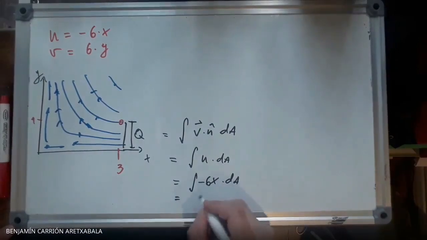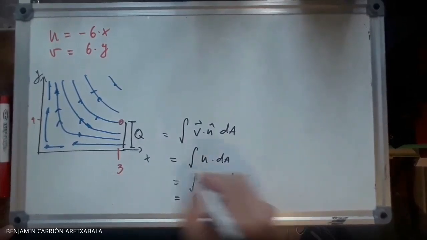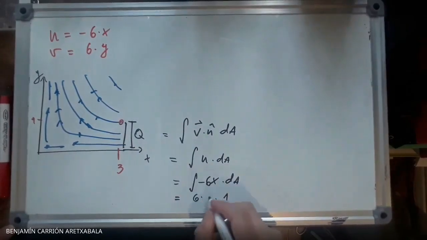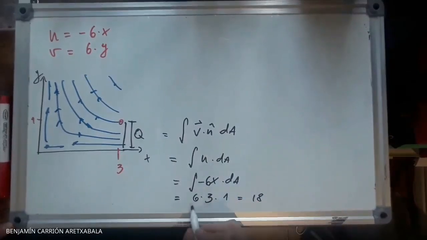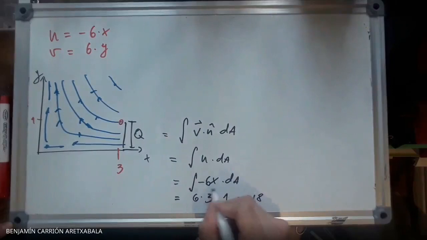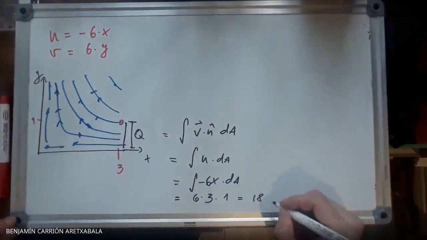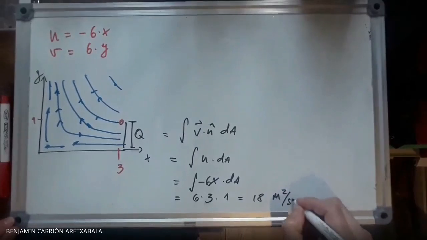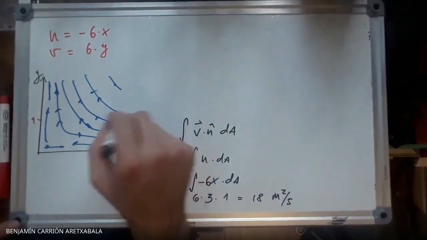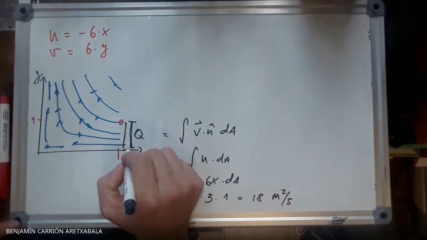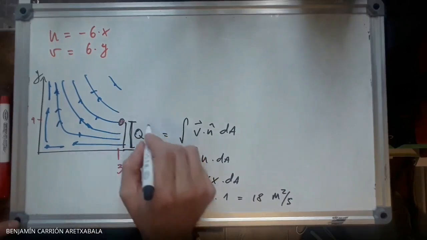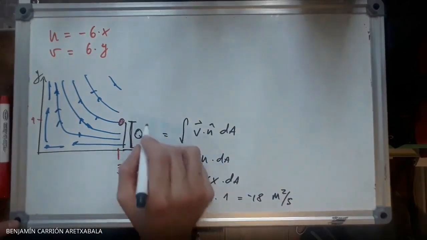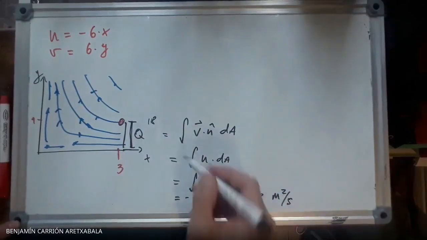Okay, so this is evaluated at 3, so this is just 6 times 3, and this area is just 1. I'm sorry, this is 3. So this is just 18. 18 what? Well, this is velocity, this is area, but we're missing 1, so this is meters squared per second, right? And so between the axis and the point of interest, we have 18 meters squared per second of water coming in.